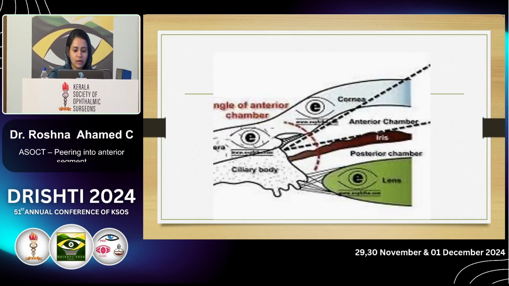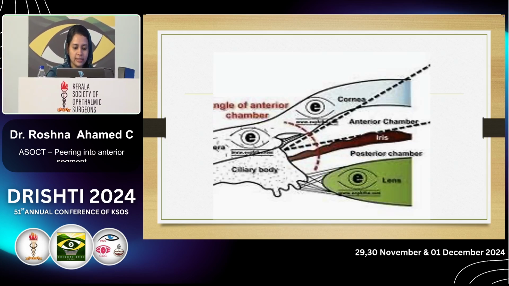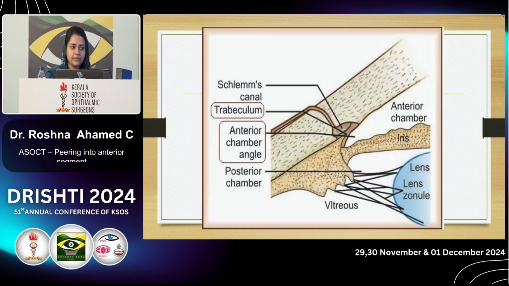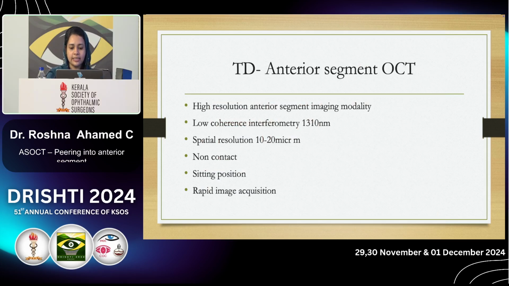This is the angle of the anterior chamber. We all know the angle structures. We can see the ciliary body, scleral spur, and anterior to the scleral spur, we can see the trabecular meshwork and the Schwalbe's line. This is the area where the main aqueous drainage occurs. So this area can be seen with our anterior segment OCT.